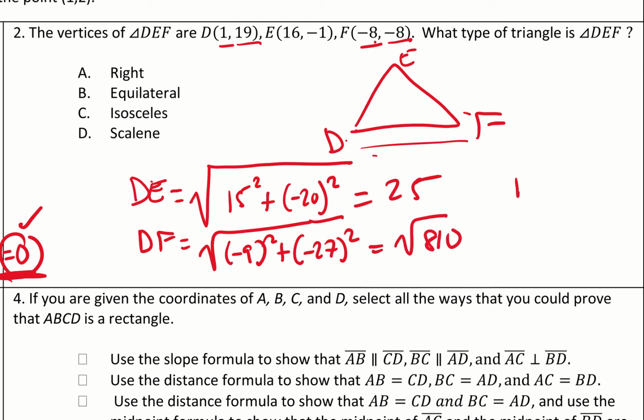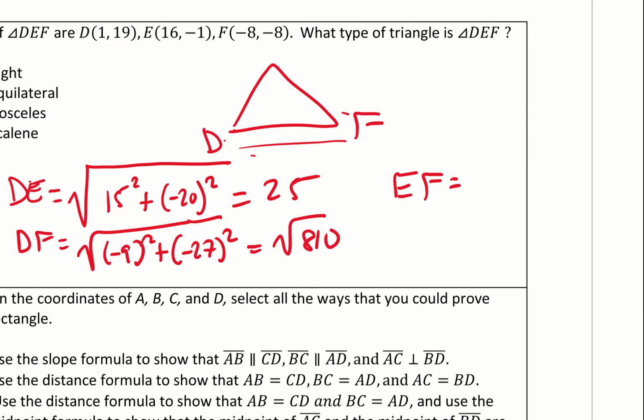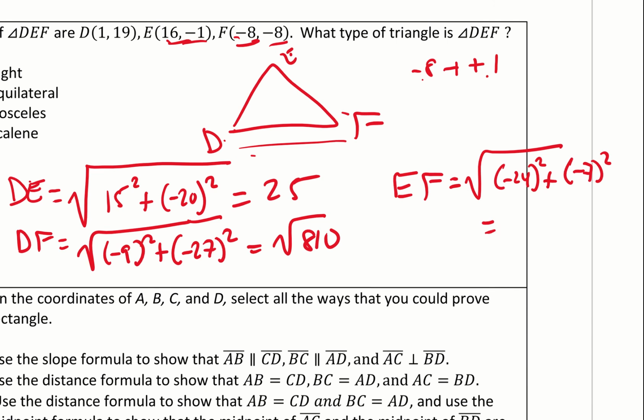And then finally, we got EF. So we're going to subtract the x coordinates for E and F. So negative 8 minus 16 is negative 24, squared. And then we got negative 8 minus negative 1. Remember, negative 8 minus negative 1 turns into a plus. Negative 8 plus 1 is negative 7. And if you did that, you get 25.